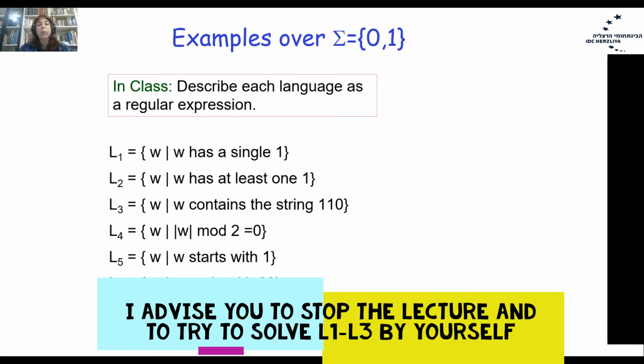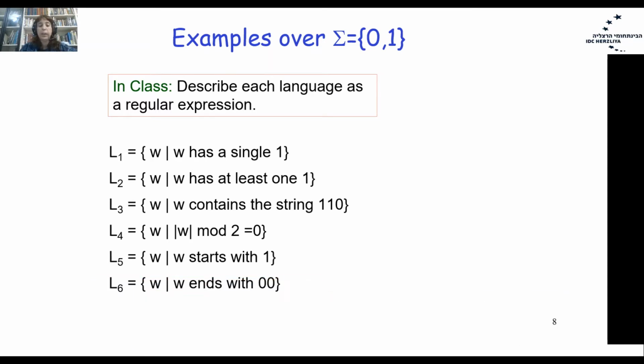L3: W contains the string 110. L4: W such that the length of W modulo 2 equals 0. L5: W such that W starts with 1. L6: W such that W ends with 0 0. And once again, I will start with the first 3 languages, and the rest we will do during the practical exercises.